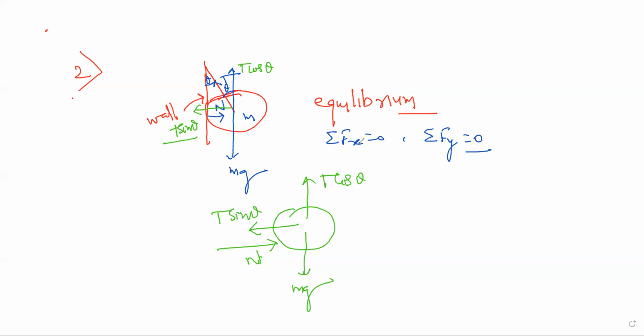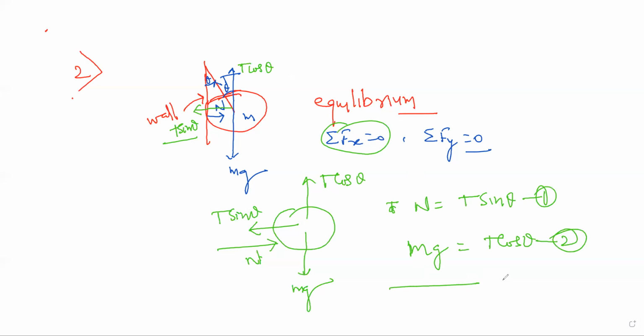So as far as sigma fx equal to 0 is concerned, the normal reaction is equal to T sin theta, this is equation first, and T cos theta is equal to mg. Okay, we can easily find out whatever is asked. Next question is the next type of question.